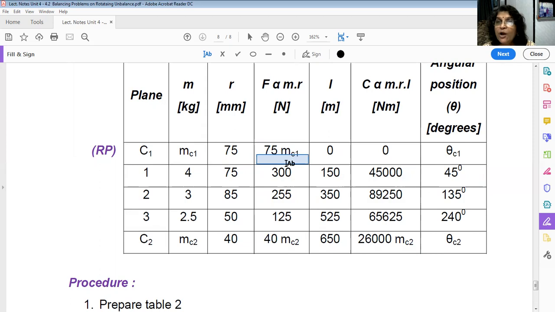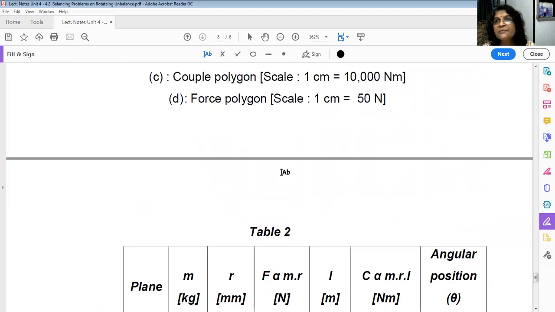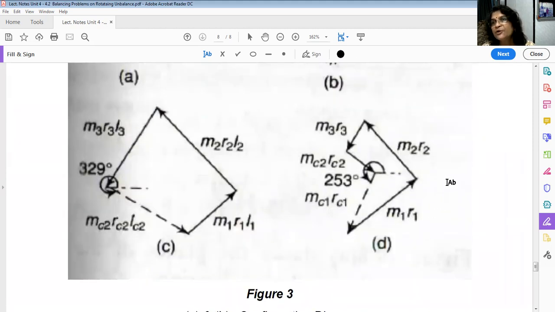Now to draw the force polygon, again you have to follow the same procedure. See here, this is your force polygon. What is the first step always? You have to take a pole, O. So this is the pole or origin where you start the force polygon. Now from here, this vector represents M1 R1. What you need is how much the length of this vector and at what angle.